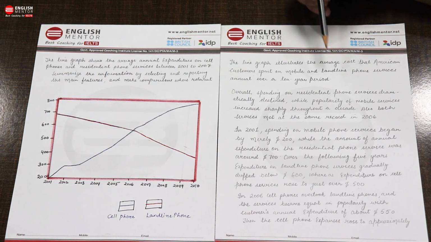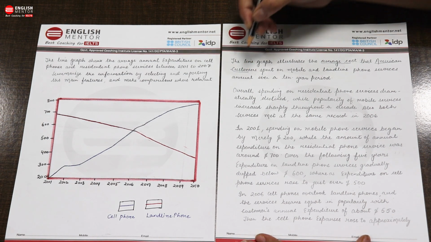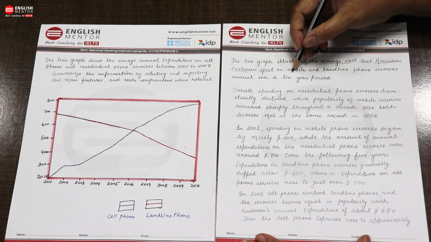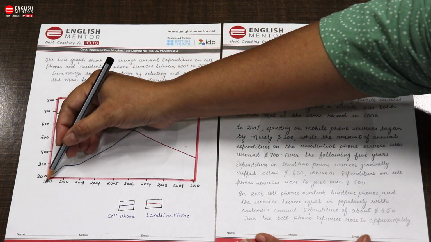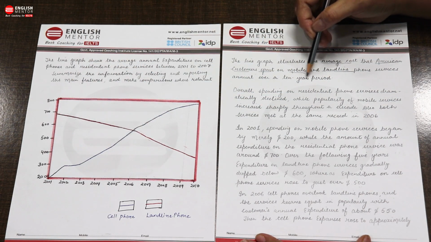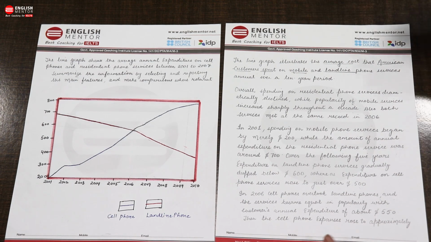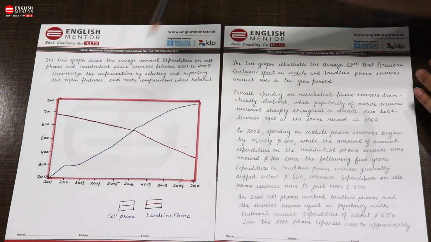So this line graph shows the average cost American customers spent on mobile phones and landline phones during the years 2001 to 2010. Fine. So they have talked about a 10 year period. Now we'll talk about what is there in this graph overall.